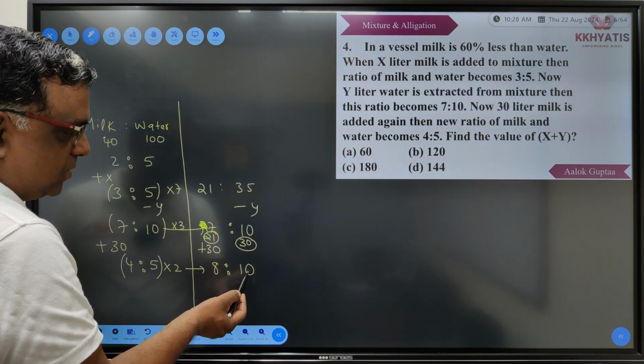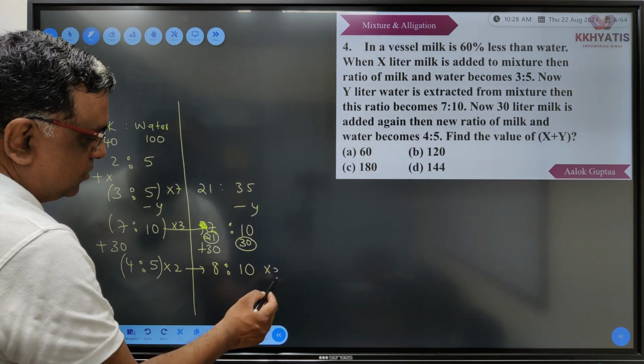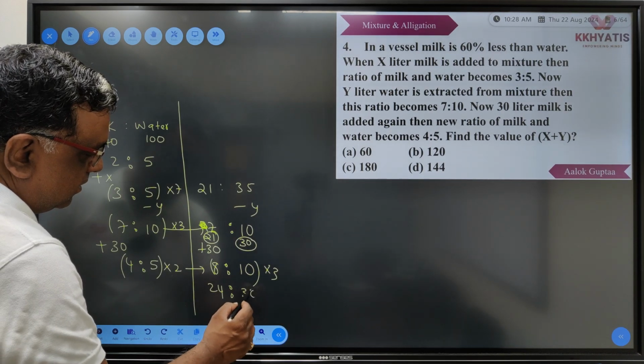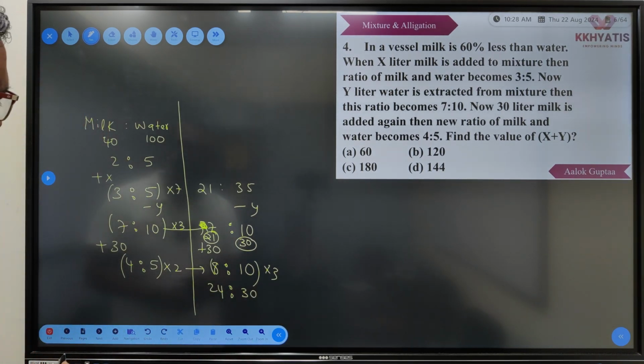So if this is 30, this also has to be 30. So I'll have to multiply this ratio again by 3. So this will become 24 and this will become 30. Correct?